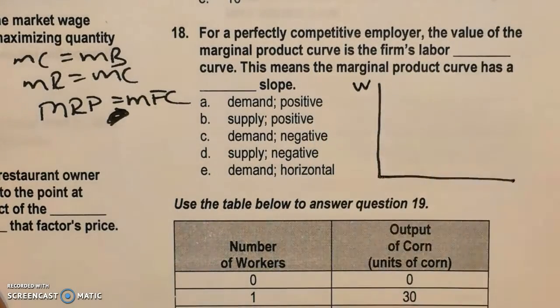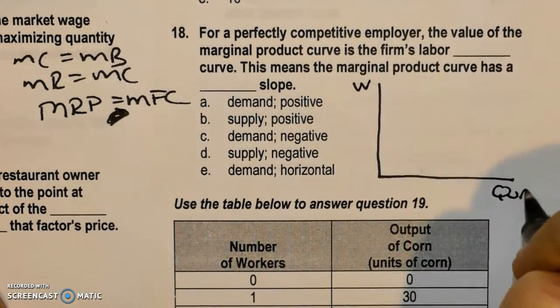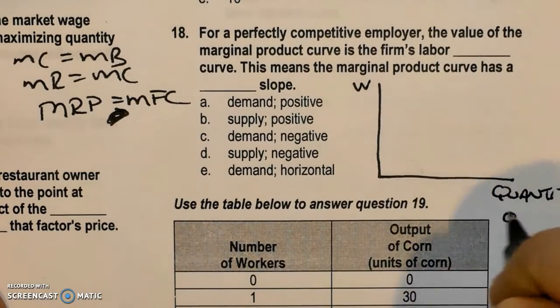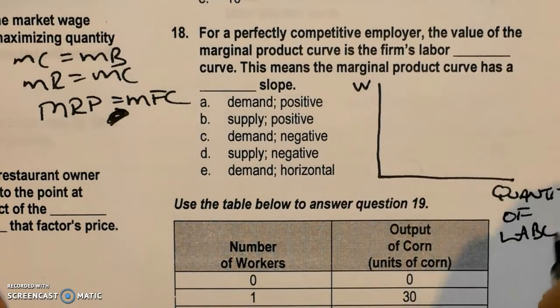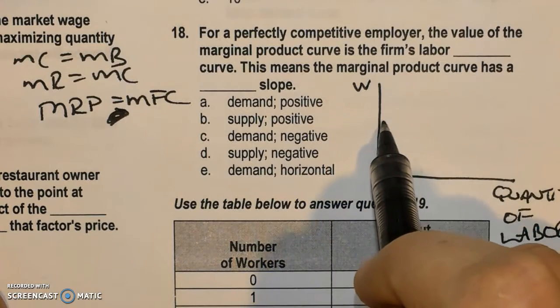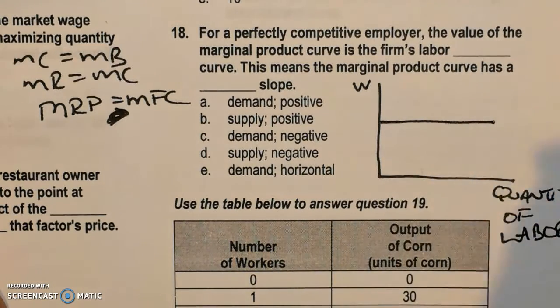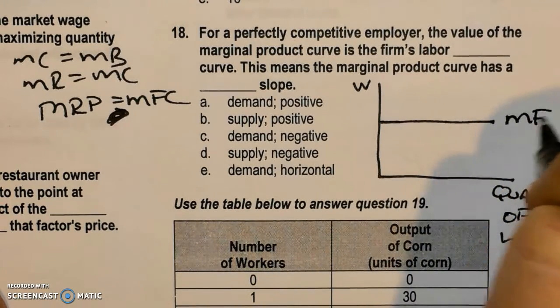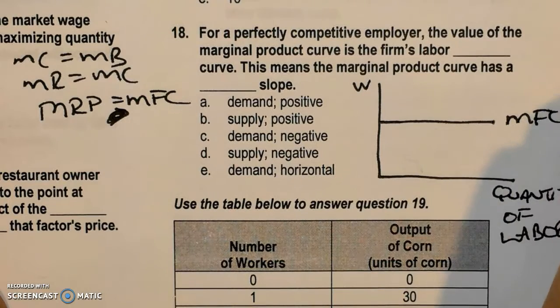This is going to be the wage rate. This is the quantity of labor. Now I could make this side by side, but I'm not going to do that right now. And so this curve right here is called marginal factor cost, but it's actually equal to the supply of labor because workers are willing to supply labor.